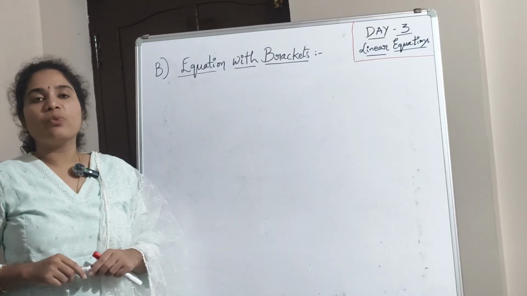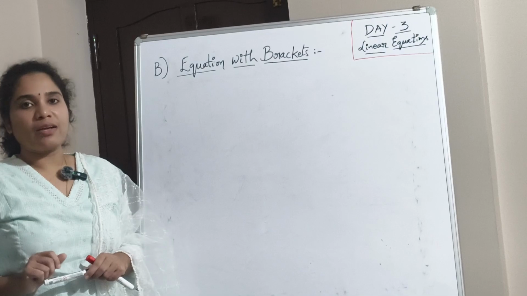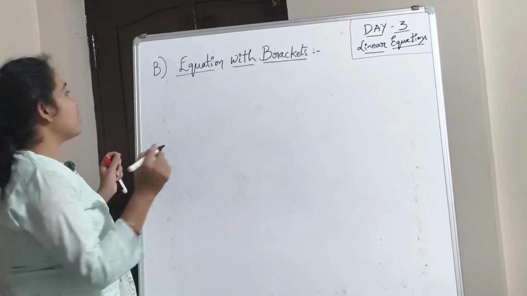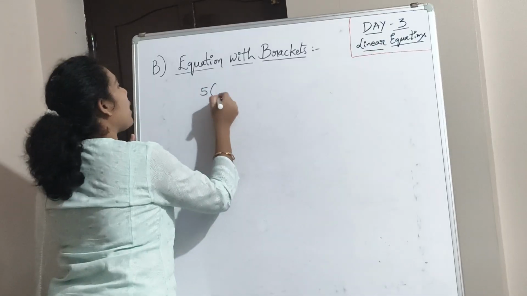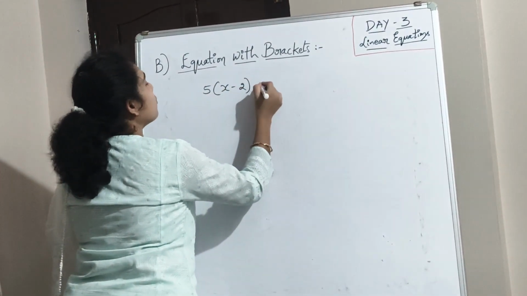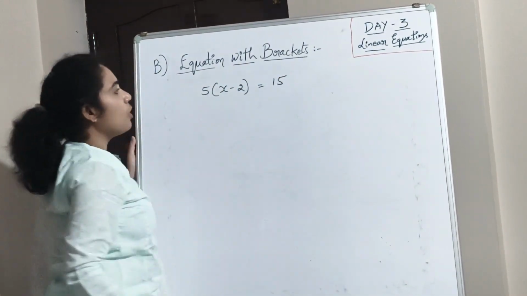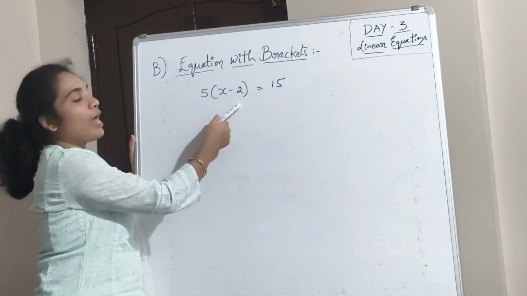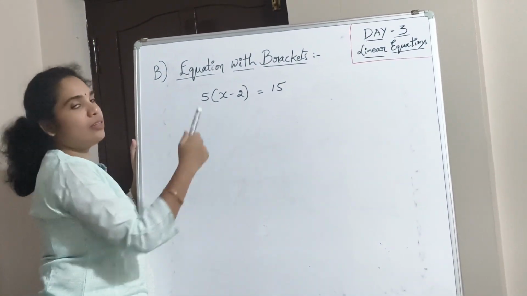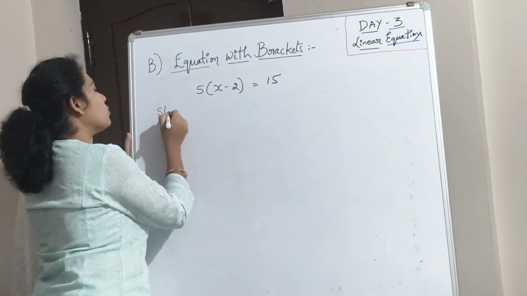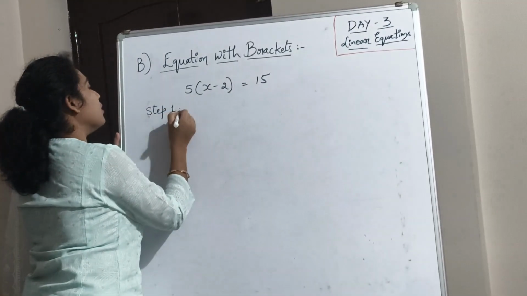The second type of equation is equation with brackets. Okay. Now let us take an example. 5 into (x minus 2) equal to 15. Whenever you see brackets, first expand it. What do we have to do? First of all, we have to expand it.